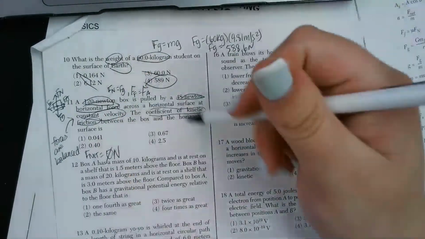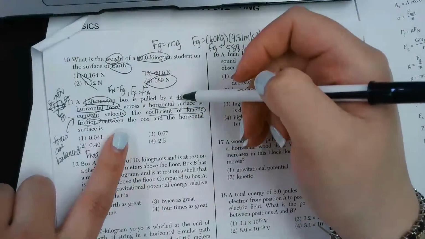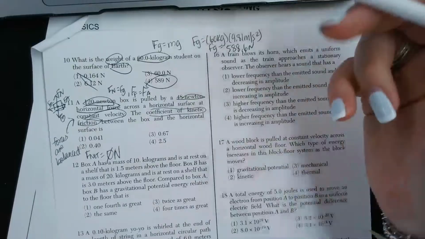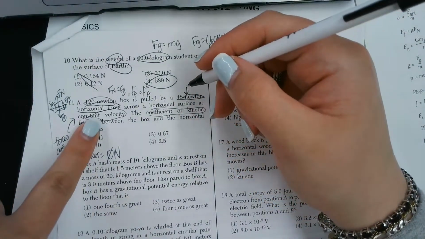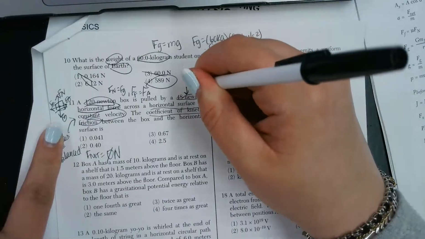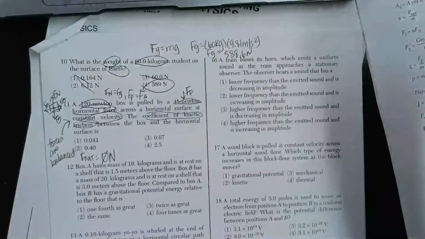Okay, so they tell us that the horizontal force needed to push it is 48 newtons, which also means, due to the fact that it's moving at constant velocity and we know all the forces are equal, this is also going to be our force of friction value.